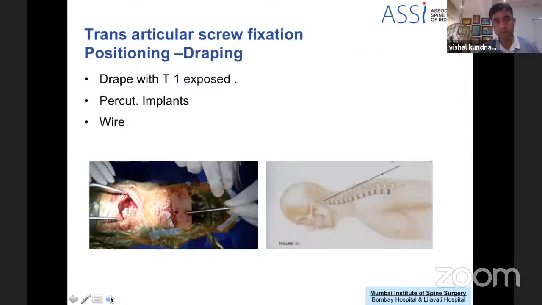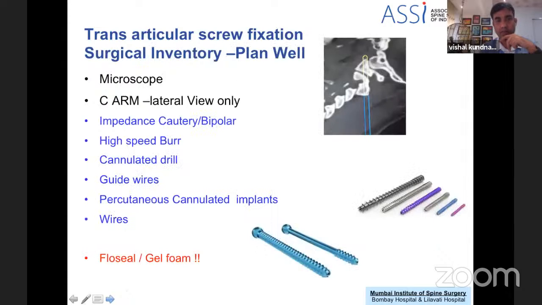Now, once you're done with this, draping has to be done all the way, keeping the T1 exposed, because most of the time now it is done percutaneously, where your screws come from the T1 spinous process, and the exposure is only done to get the entry point and the trajectory right. Like in this particular case, you can see that the exposure is done at the C1, C2 junction, whereas the screws are coming far from the T1 area. And these are some preparations in inventory you may want to keep.